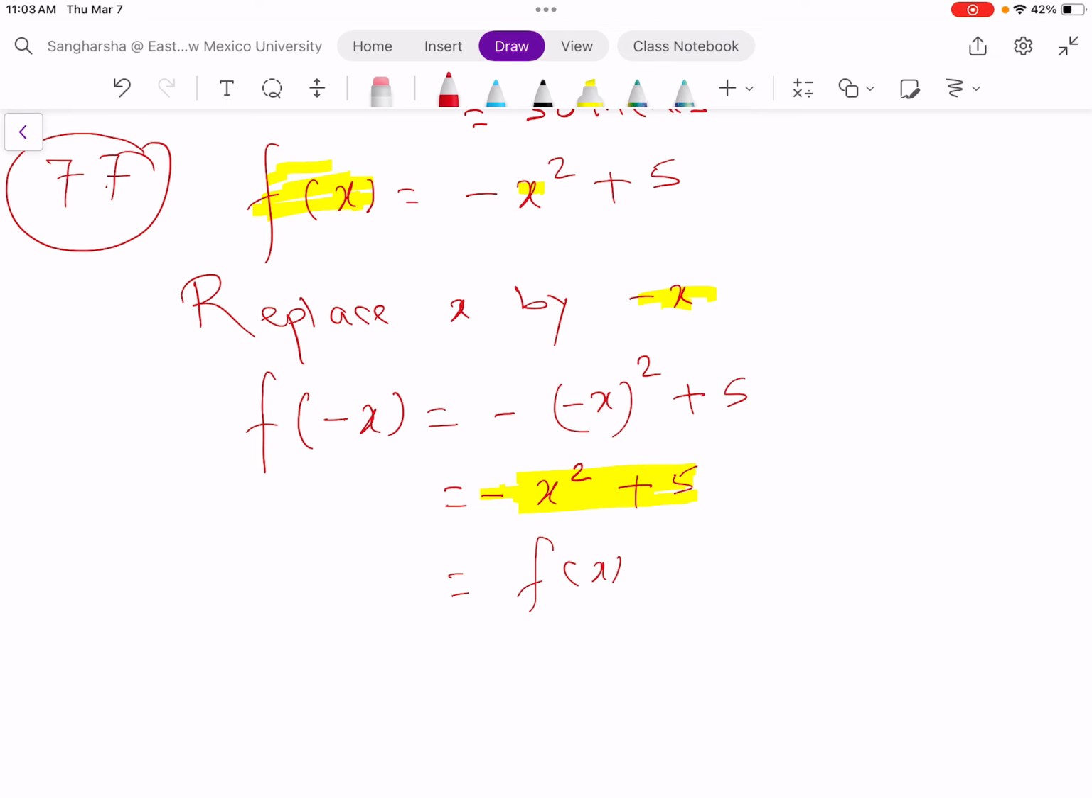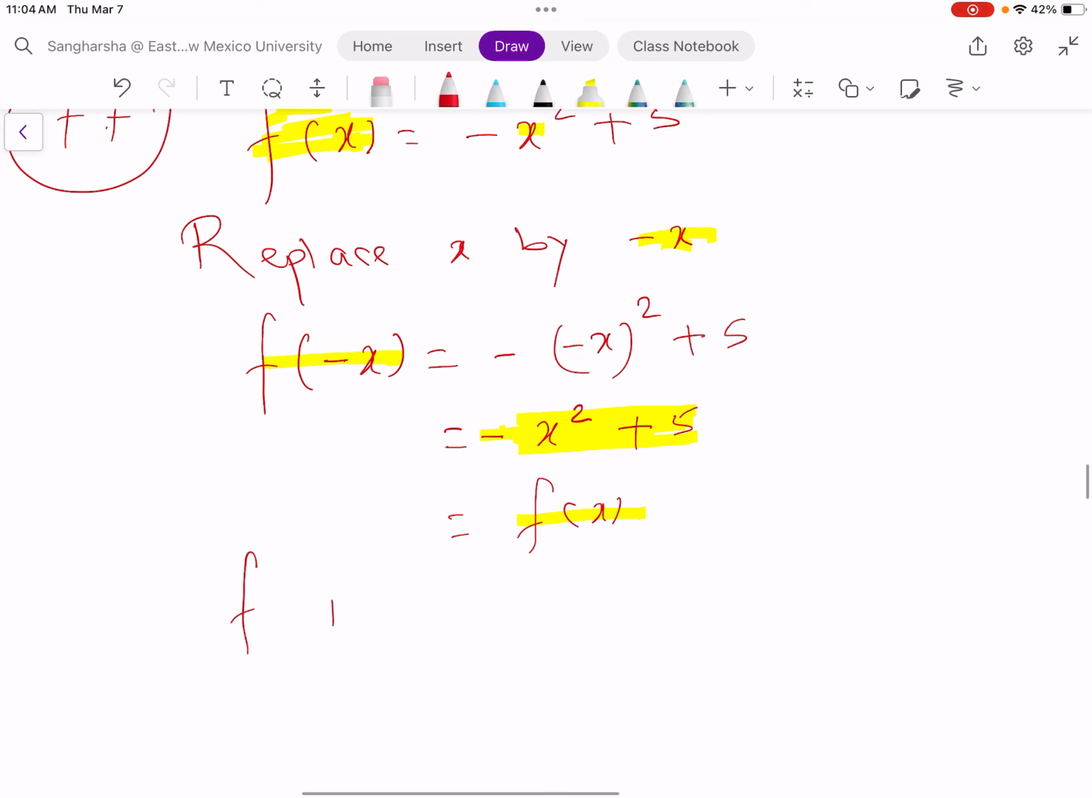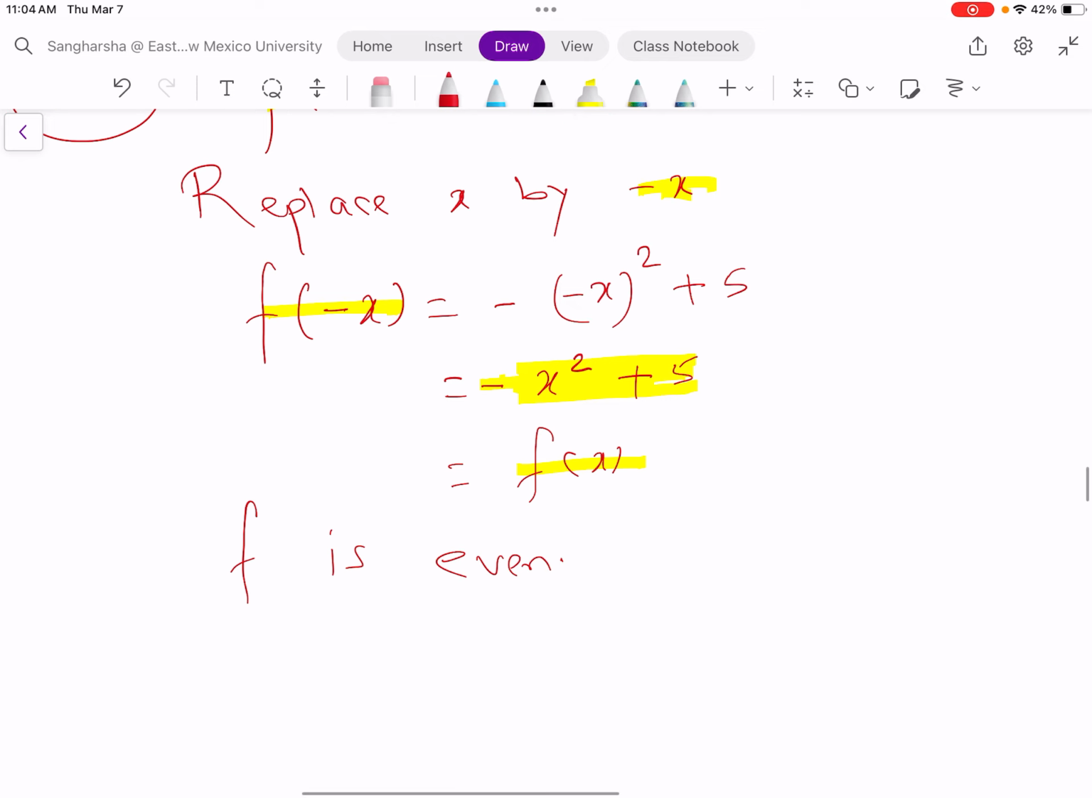And if your f of negative x equals f of x, is your function even or odd? If we get the same function, it's an even function. If we get the same function after replacing x of a function by negative x, we have the even function. And you will have a similar question on your exam. You will be given a function and you will be asked whether the function is even or odd.